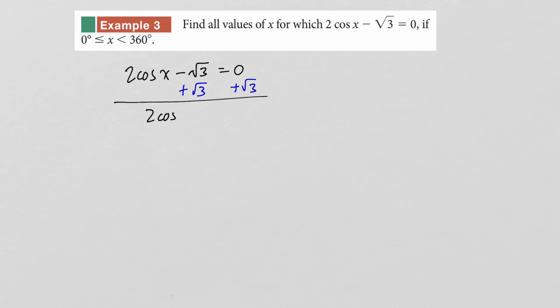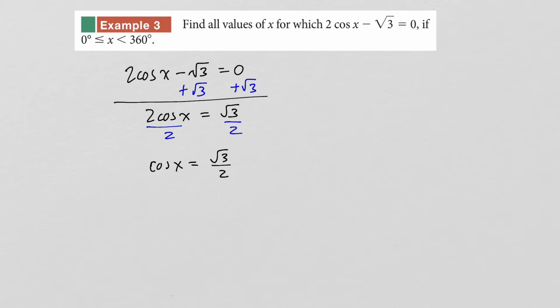This gives us 2 cosine of x is equal to the square root of 3. And then dividing both sides by 2, we end up getting cosine of x is equal to square root of 3 divided by 2. Now I need to find what angles between 0 and 360 is cosine equal to radical 3 over 2.